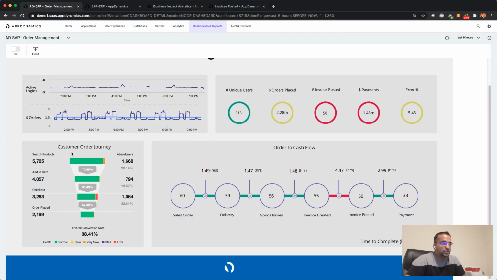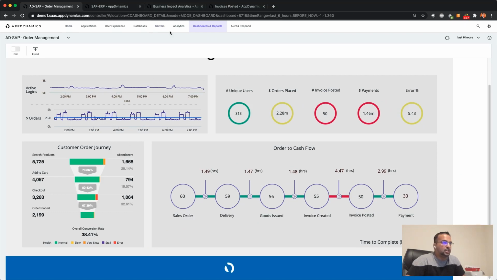Business transactions, which AppD monitors, are the backbone of this particular customer order journey that you see here. From a brief glance, we see that the checkout transaction is having a problem, customers are facing some issues, and the transactions are erroring out. It is time for us to investigate what is happening with that particular transaction.